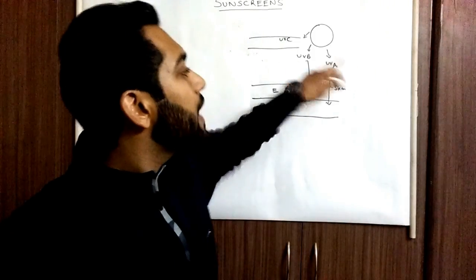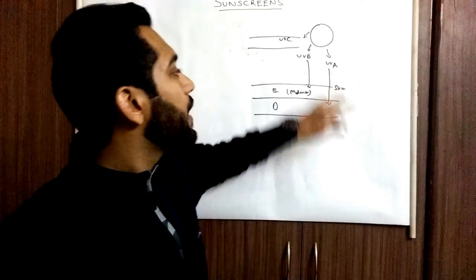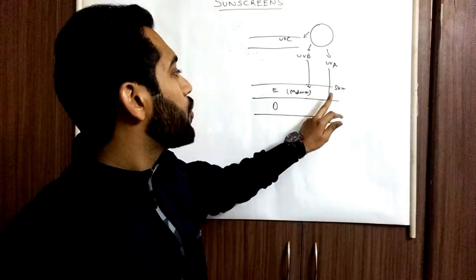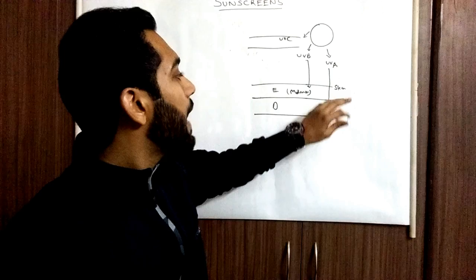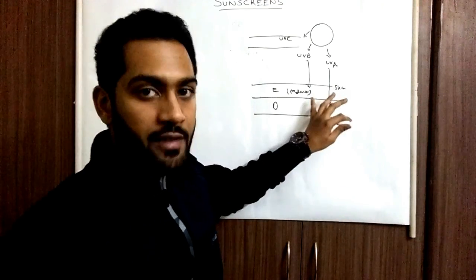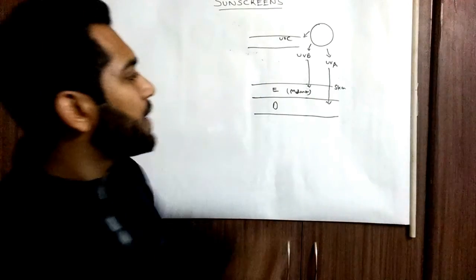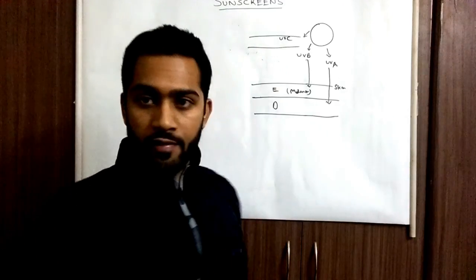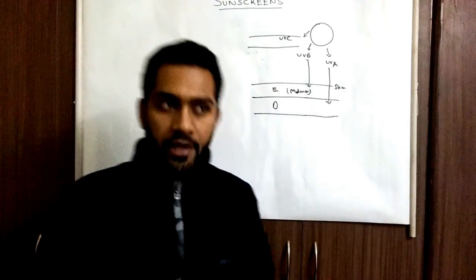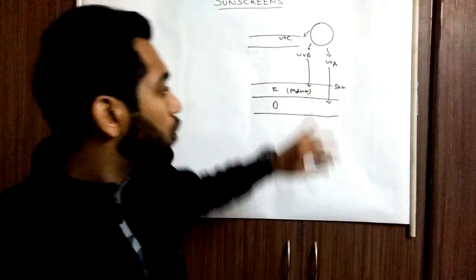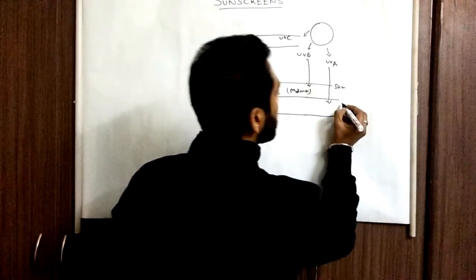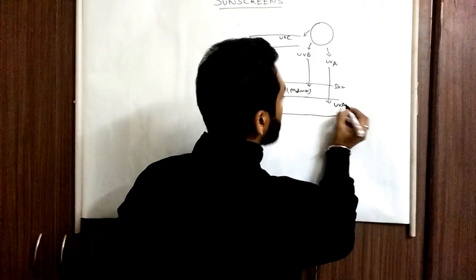Now what are UVA rays? UVA has no relation with melanin because melanin is produced in the epidermis and UVA has its effect on the dermis layer. Now what does UVA do? UVA causes wrinkles, premature aging, pigmentation, also hyperpigmentation, and can even cause skin cancer. So it is very dangerous. This is UVA. UVA is also very dangerous.